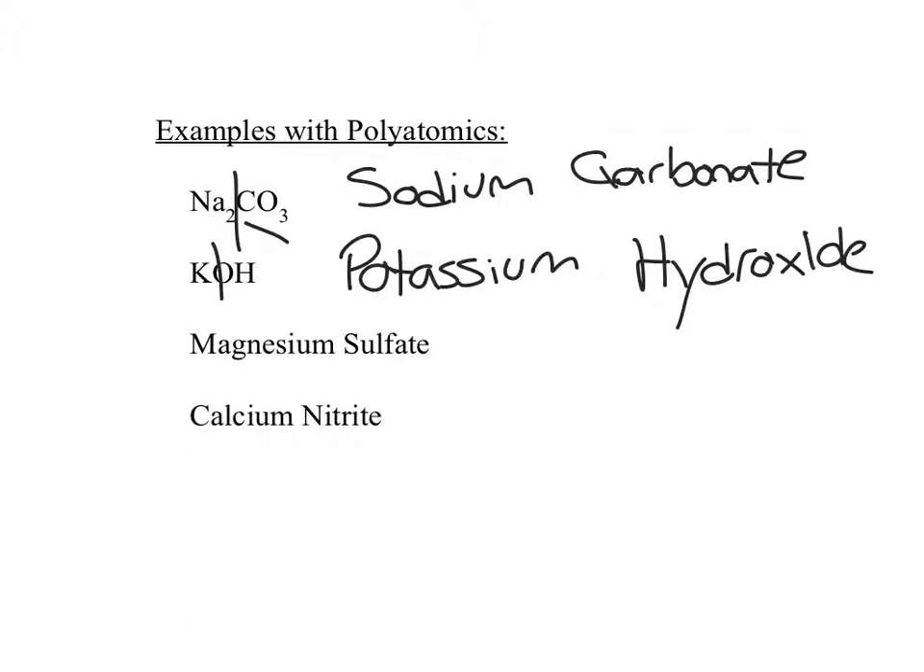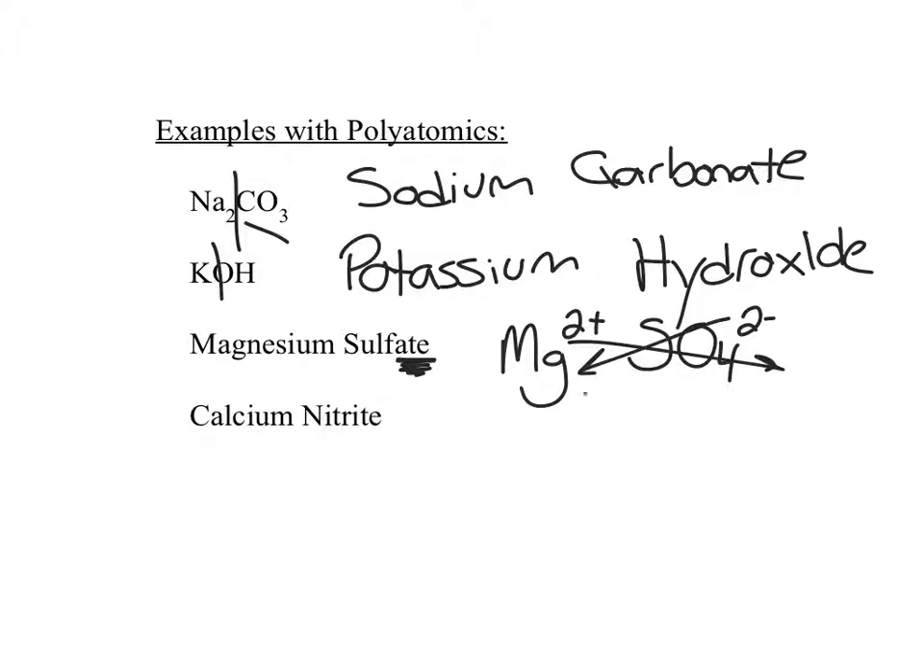All right, so for the next part, I was given the name and I want to write the formula. So we're going to do the same thing we were doing before with crossing the charges. So magnesium is Mg2+, and sulfate, see how the endings changed? Since it's not an "ide," it's not just the sulfur. Since it ends in "ate," I need to go to my ion sheet and look up what sulfate is. So sulfate is SO4 2-. So now I can cross the charges, and I get Mg2 SO4.